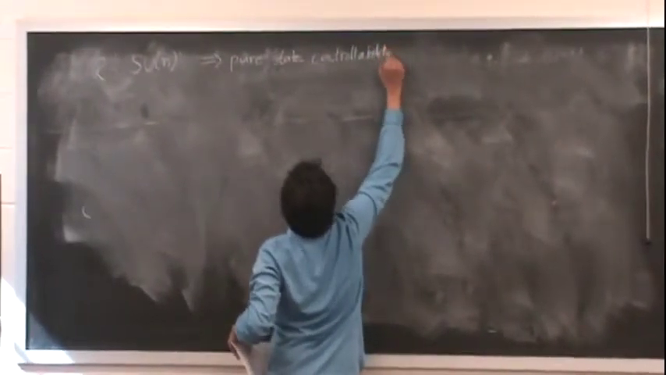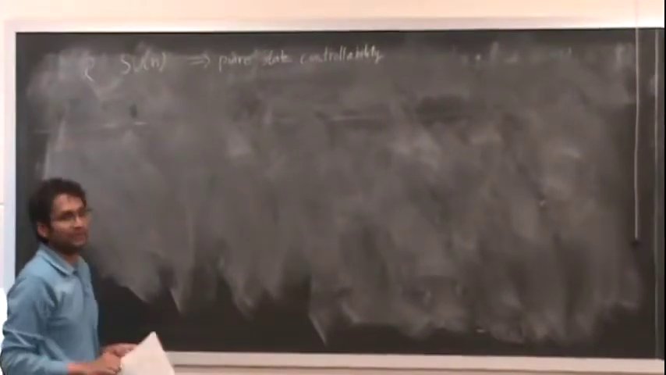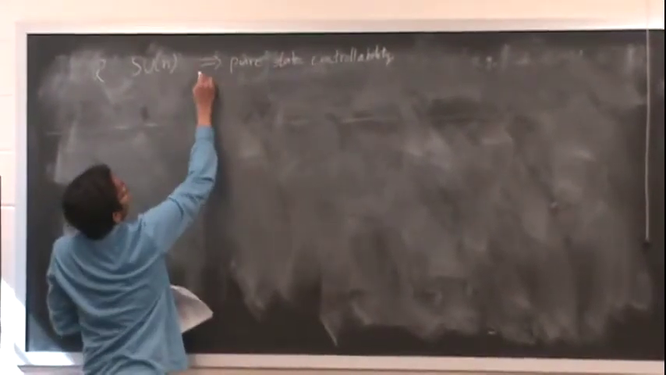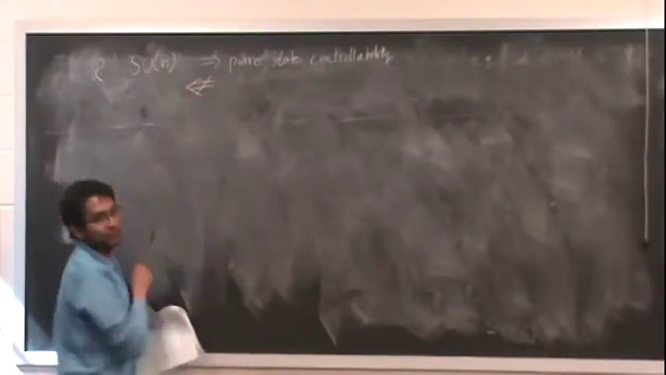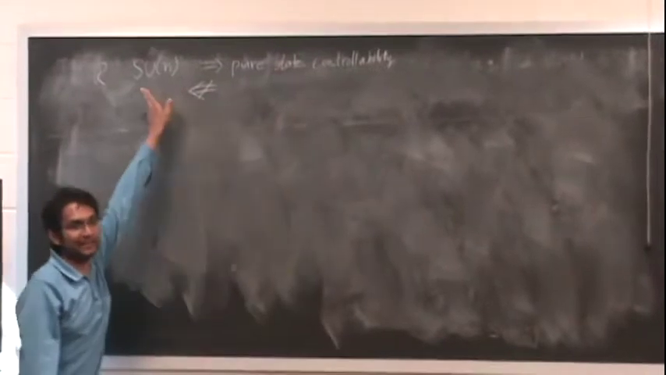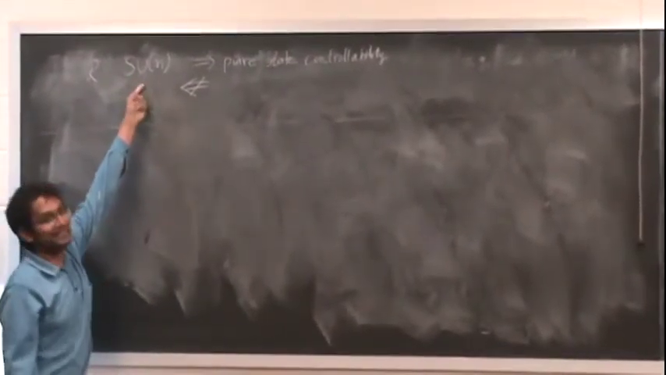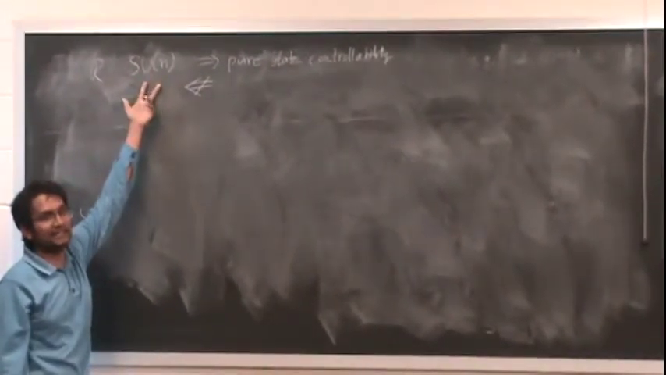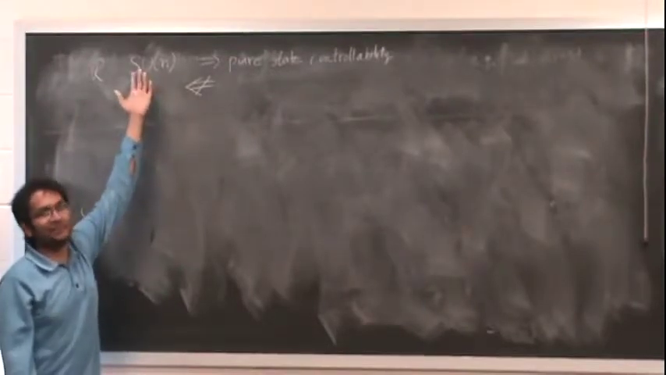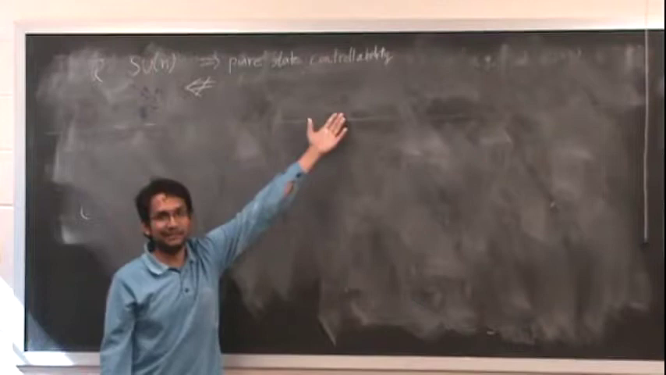But while I explain this, I want to say a couple of things. Notice that this is not true. It's not the other way around. Pure state controllability does not mean I can do SU(N), but this is a much stronger criterion. In fact, this is unitary controllability. So what this means is if I can make any unitary, I can make any state, but not the other way around.